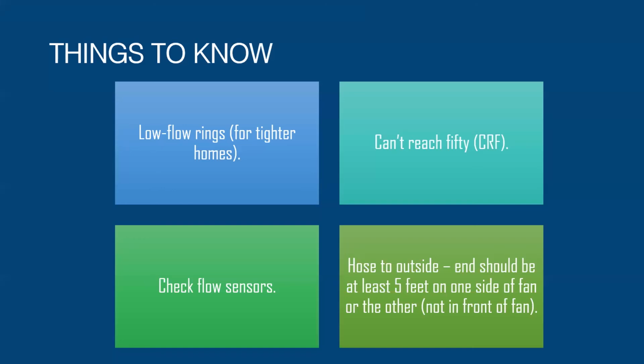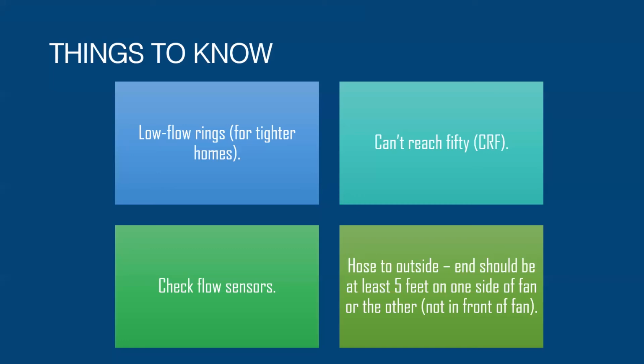Some things to know when performing blower door tests include how to use the low flow rings for tighter or smaller houses. I touched on these a few slides back, but they give you the options so you can get the most accurate reading. If you're testing and the airflow pressure across the sensor is too low, the manometer will flash a signal at you and you'll know you're too low. And by adding a ring, you increase the pressure across that sensor in the middle of the fan.